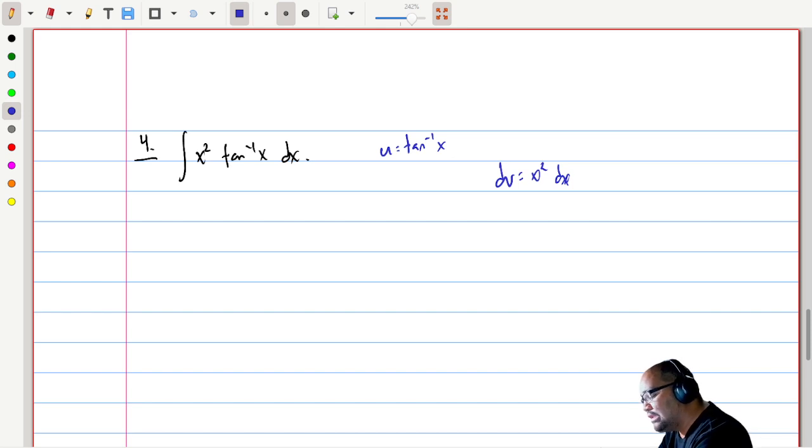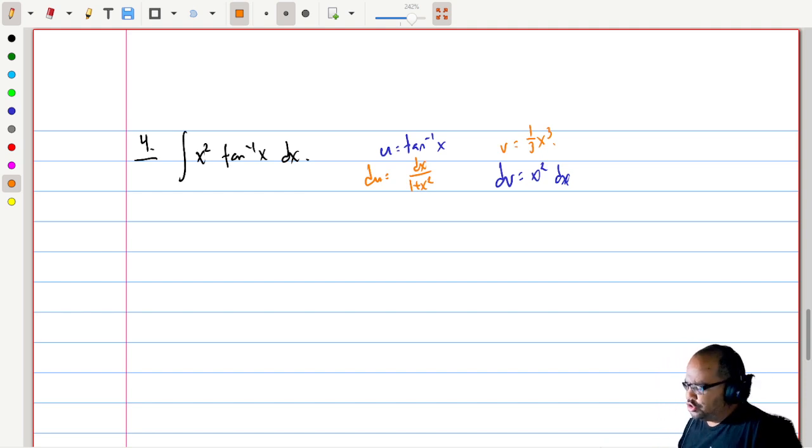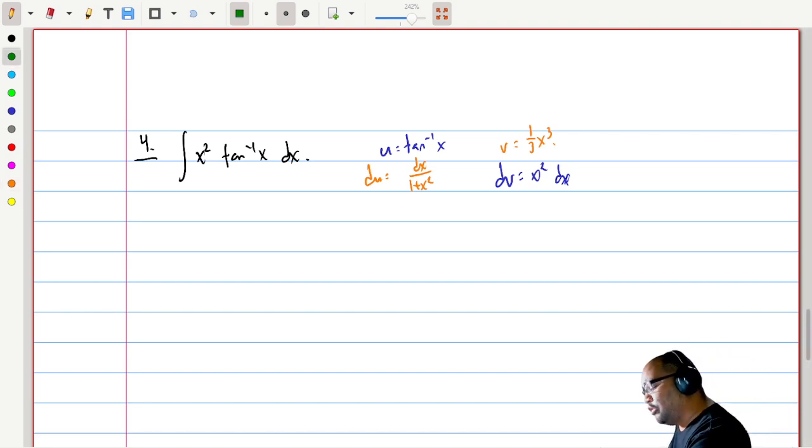Okay. And now I just do the rest here. So du, the derivative of arctan, is 1 over 1 plus x squared. Okay, and then v is 1/3 x cubed. Ooh, that's going to be a little annoying here. Shoot. But that's fine, we can do it. So now we follow our path, right? uv minus the integral of v du. So now we'll do, let's see, 1/3 x cubed arctan x.